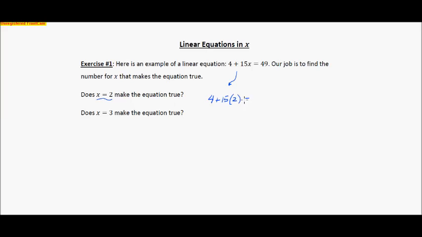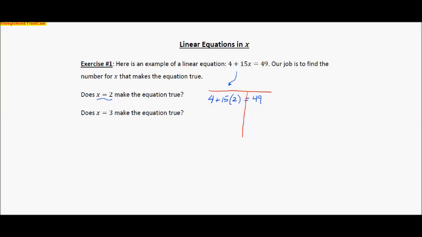I'm going to put in parentheses and just plug in a 2 for the x, and now I'm simply going to do the math on each side of the equation. Remember, we usually look at sides of the equation as a line going right through that equal sign. So this would be the left side, and this would be the right side of the equation.